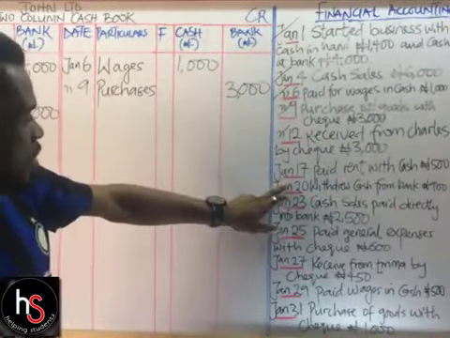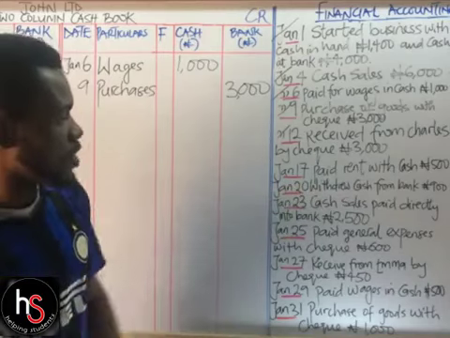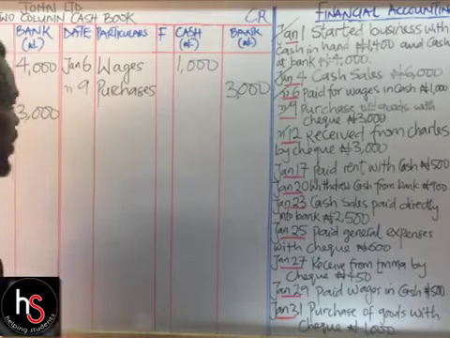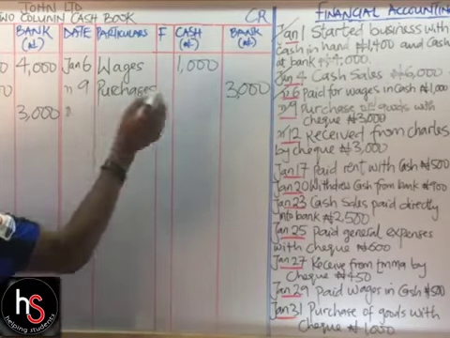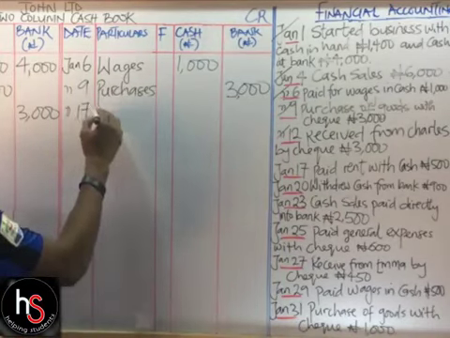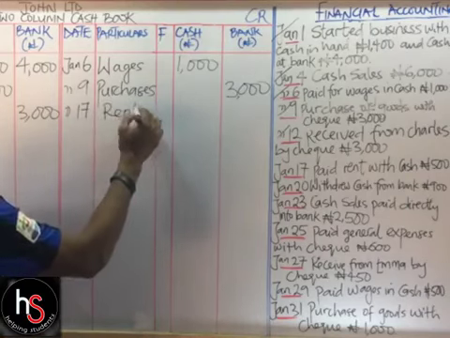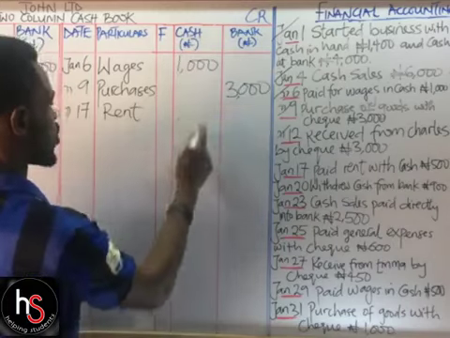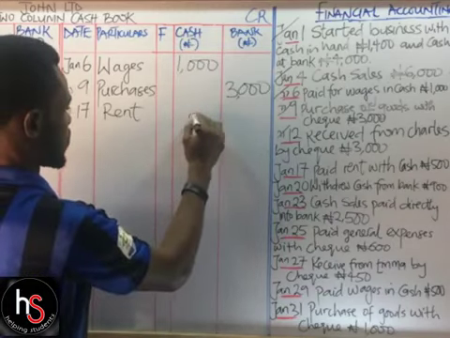Then on the 17th, paid rent with cash, 500 naira. Paid rent. So you paid for your rent. It's an expense. It's coming over to the credit side. So rent. And how much is it? 500 in cash. So record under the cash account.